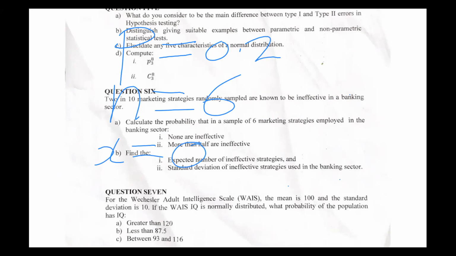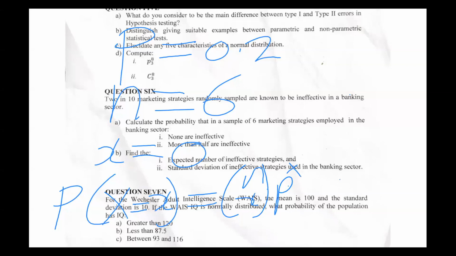This data follows the binomial distribution, where the probability of the random variable x is equal to the combinations of n choose x, the probability to the power x, times 1 minus the probability to the power n minus x.